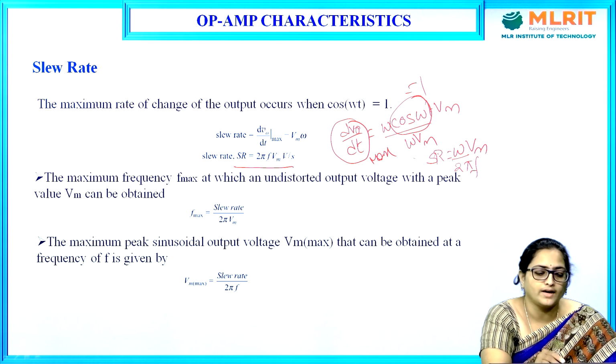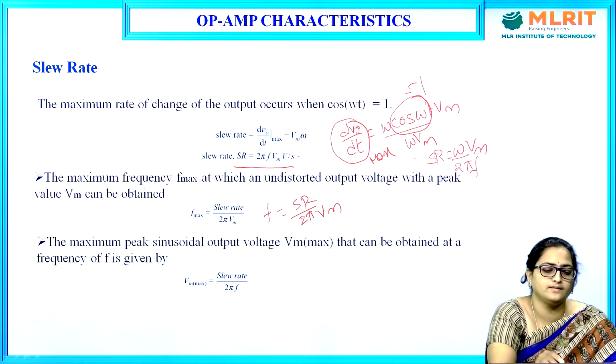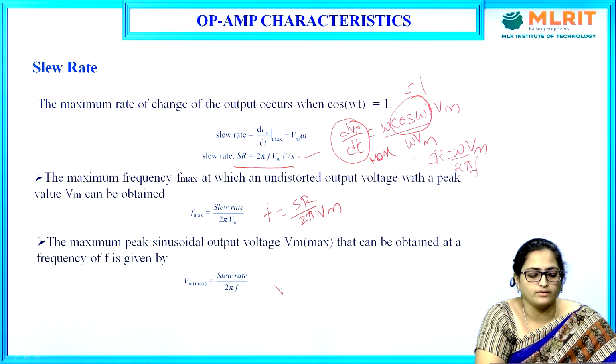If you write this equation in terms of frequency, you can write f equals slew rate by 2 pi into Vm. And if you write this equation in terms of voltage, we can write Vmax equals slew rate by 2 pi f.